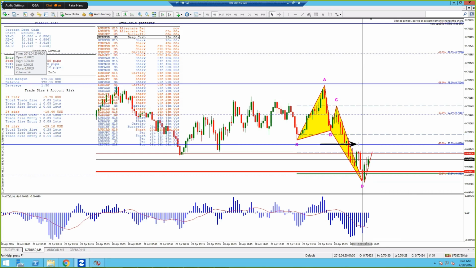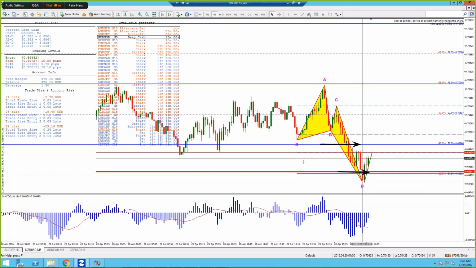The level you get above is this level right here. So let's just see if it wants to push above it. The level to hold now is a stop at 0.69841.